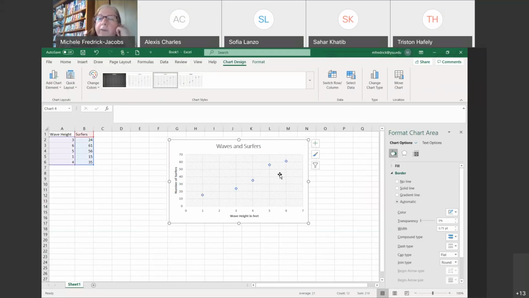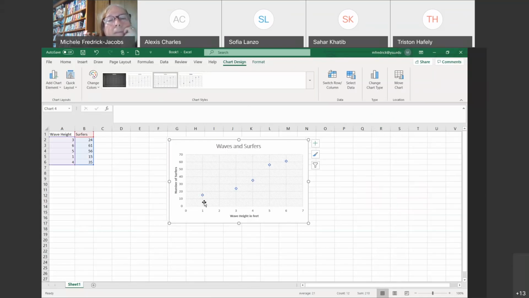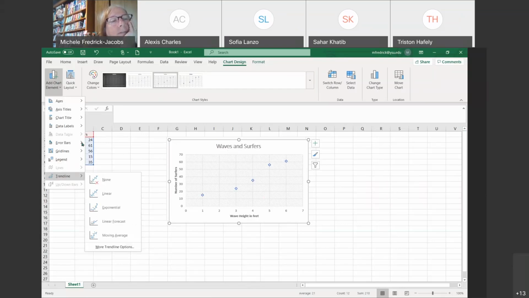I'm going to bring the graph up again. I mean, the equation. So add chart elements. Oh, I'm still unmuted. I'm sorry. I was still unmuted that whole time. Okay. I was like talking to myself.